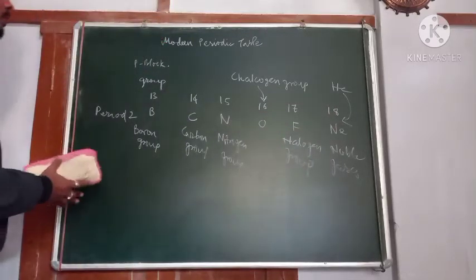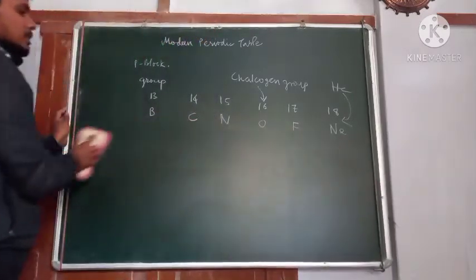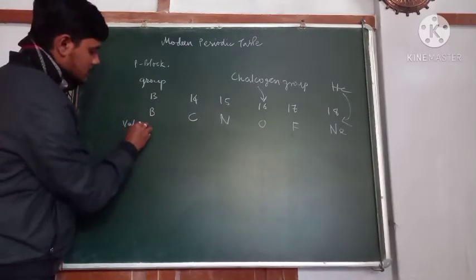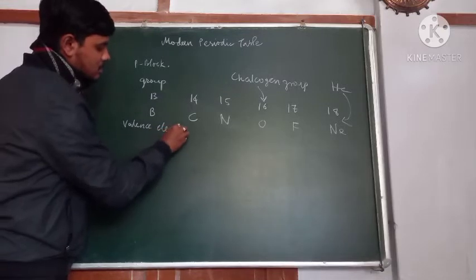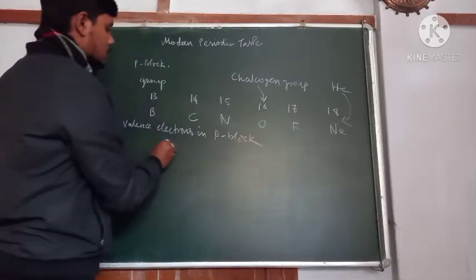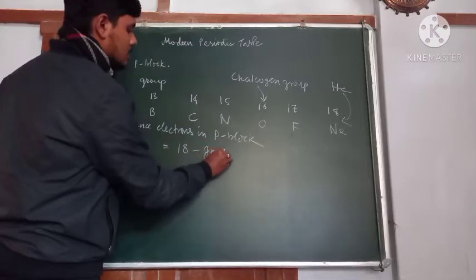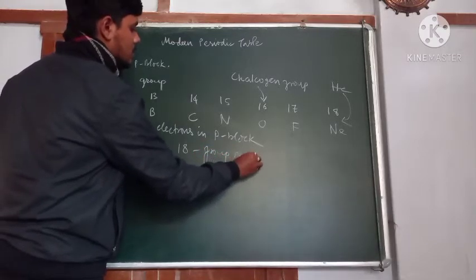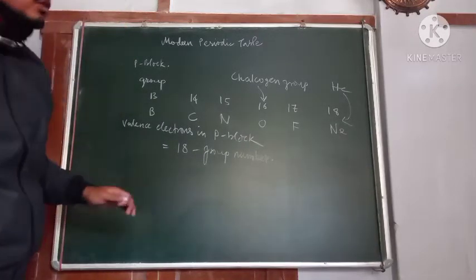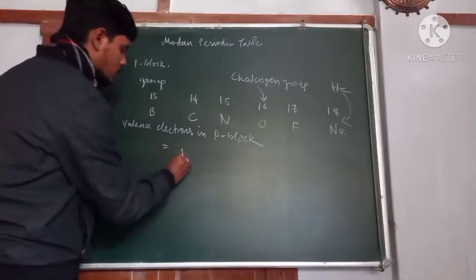Now, if we carefully see the number of valence electrons in P block, it equals 18 minus group number. Okay, not 18 minus group number. So the valence electrons in P block is group number minus 10.